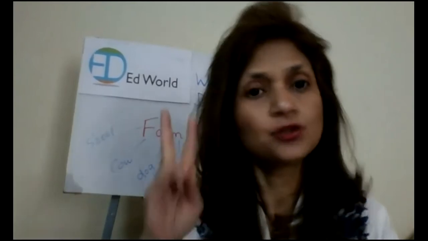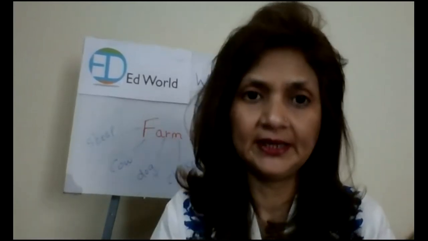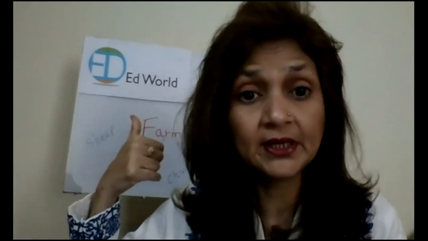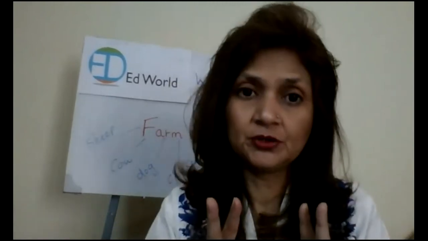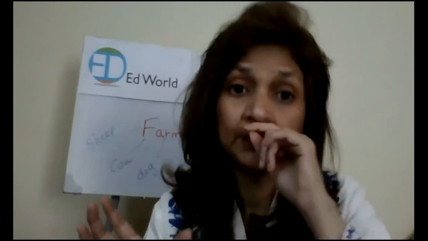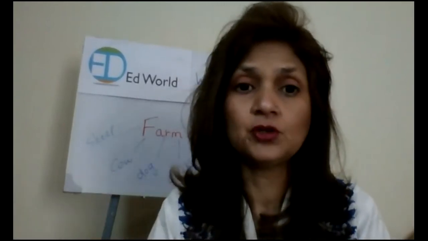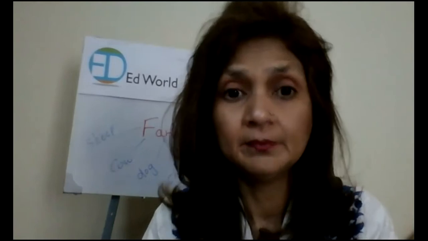What I want you to do is draw any two farm animals and write their names. You will write the heading Farm Animals like I have written on the board, and you are going to draw two pictures of farm animals and write the names of those animals. It's a drawing task and a writing task, so I'm going to give you 10 minutes to do the task, and your time starts now.